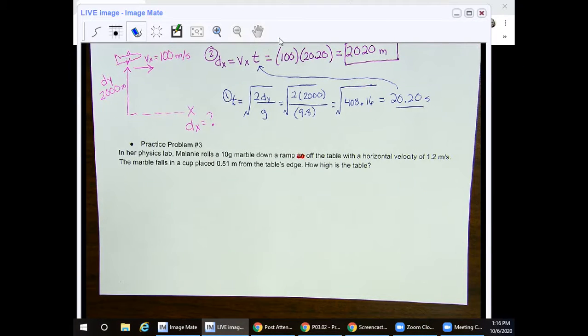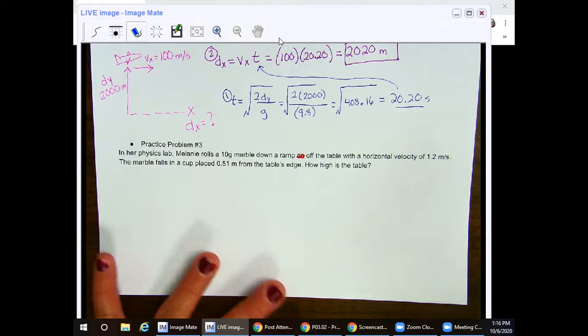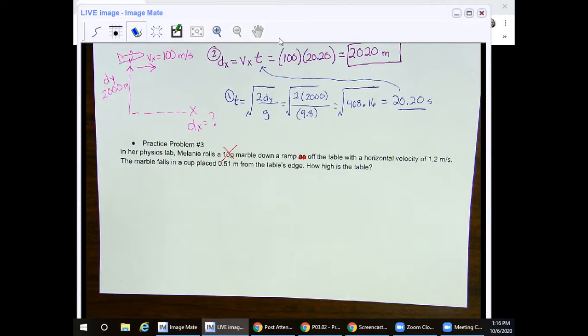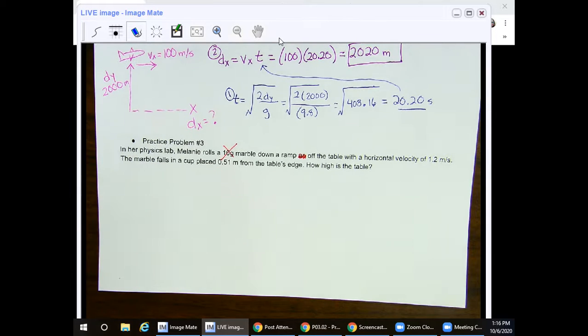All right, so I threw in some extra information here. What don't we need to know at all? The mass, the 10 kilograms. Good job. So this is extra information put there to throw you off. We're not using mass because gravity is not affected by mass. Remember, no matter how heavy an object is, it's still going to fall the same. So don't worry about that 10 kilograms.